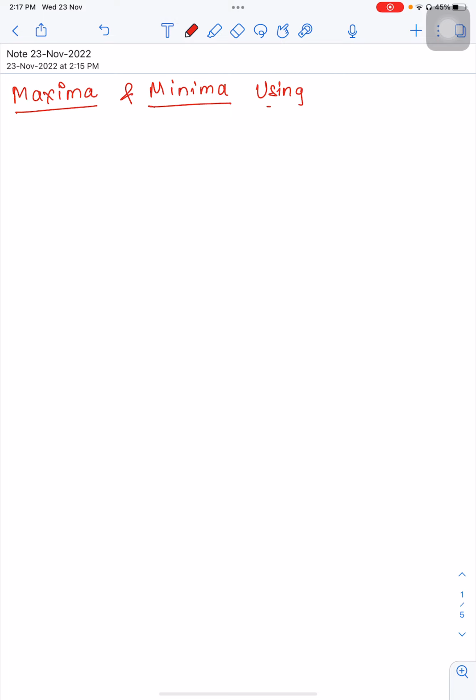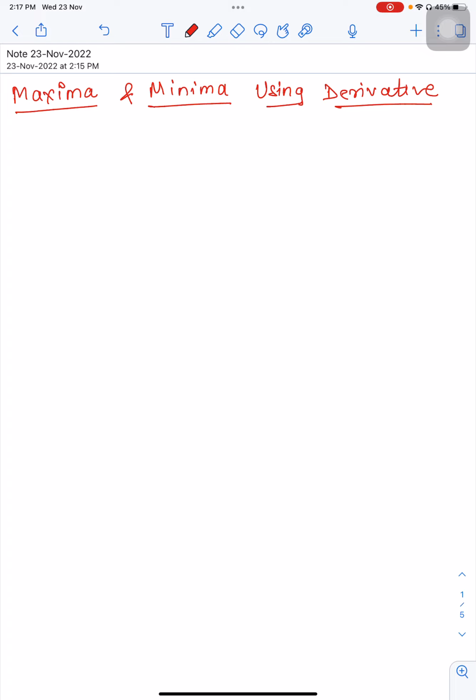Welcome. So today we will try to see how to find maxima and minima using derivative. A very important problem for your boards. How can we use derivative to find maxima and minima? तो इसके लिए कुछ steps हैं.